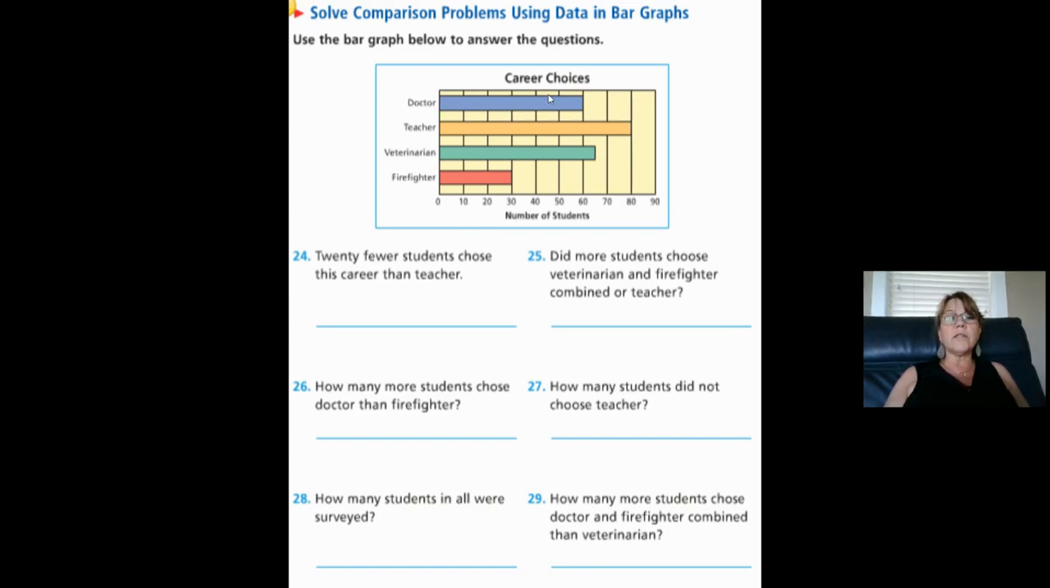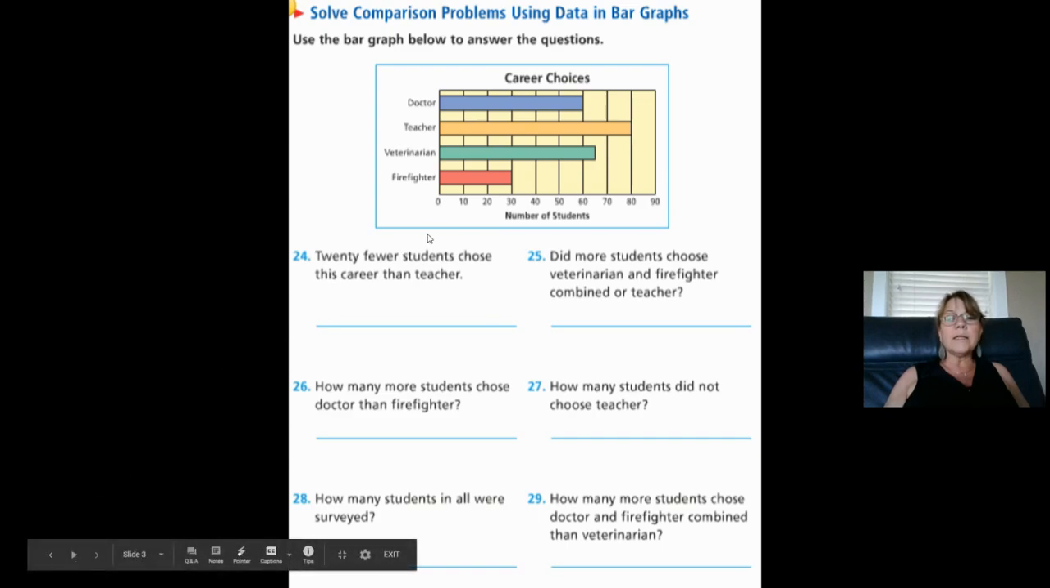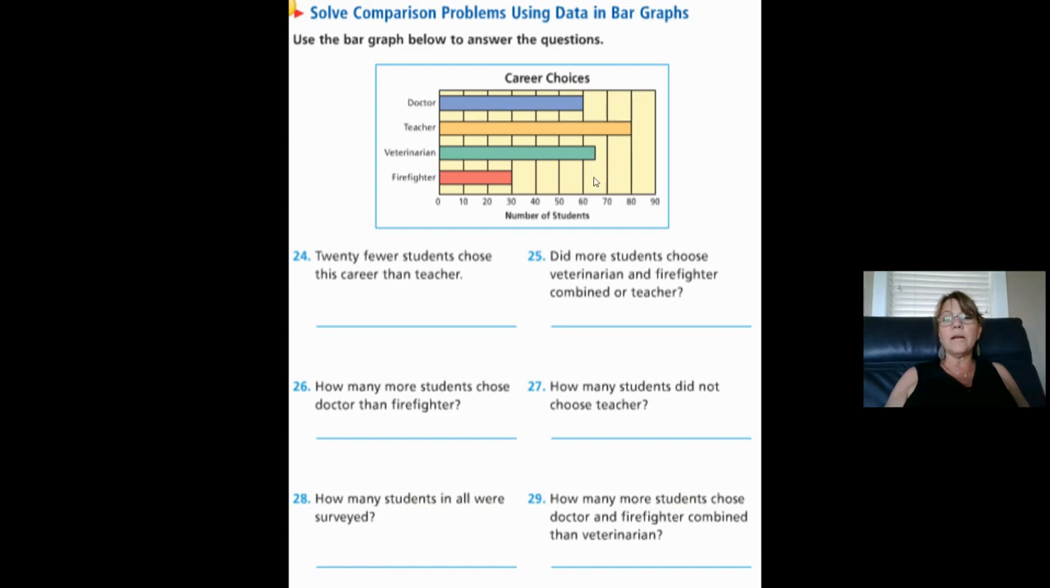We have career choices. There are doctors, teachers, veterinarians, and firefighters. Each of these are going up by 10 this time. So if it's halfway between, it's only up by 5. Okay. So 20 fewer students chose this career than teacher. So teacher is at 80, 20 less than teacher is 60. So 80 minus 20 is 60. So it's being a doctor.